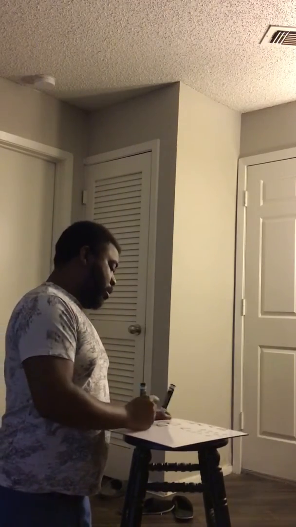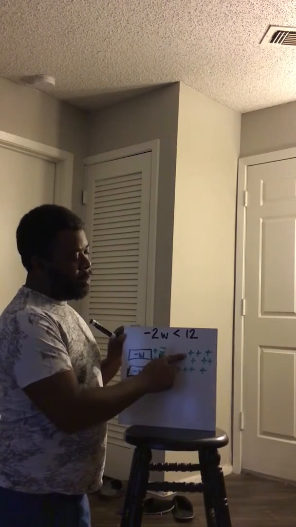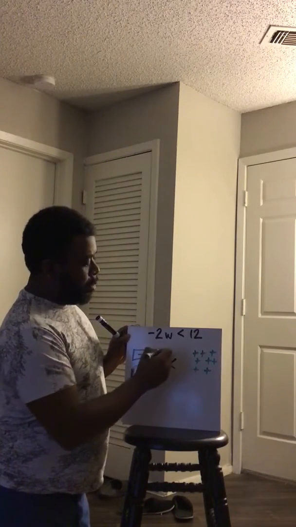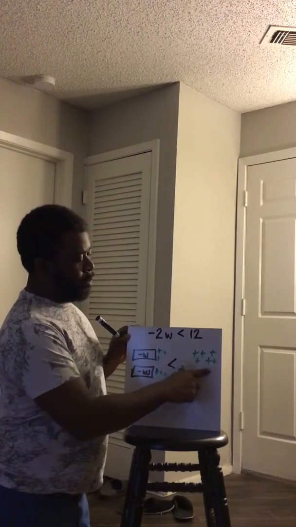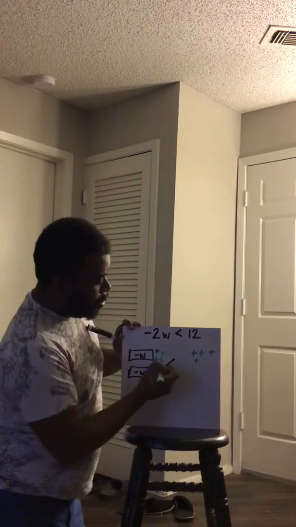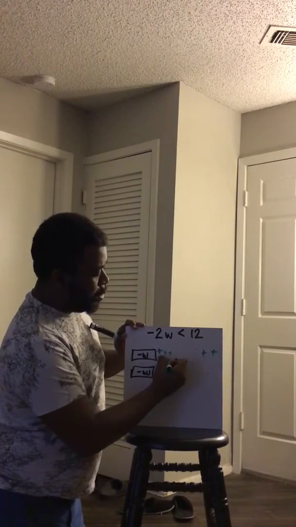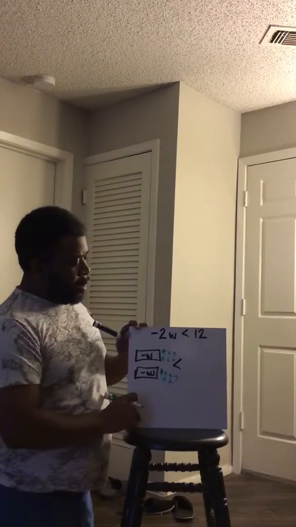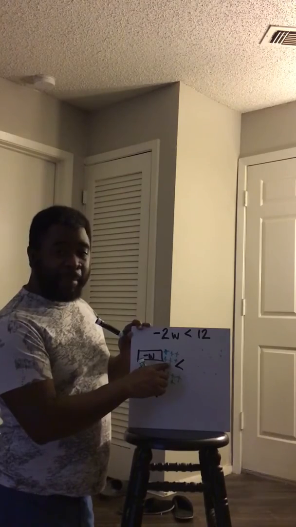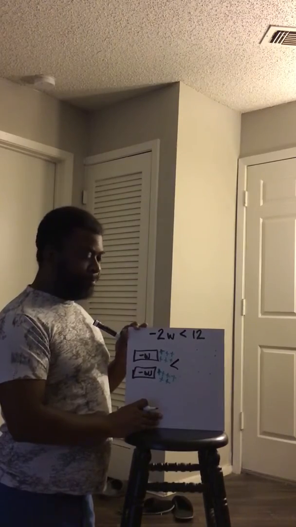So 1, 2, that means 2 go away. 1, 2. 1, 2. 1, 2. 1, 2. And 1, 2. Okay? So each negative w becomes or is the same as 6 positives. Everybody see that? But I can't have a negative w, right?